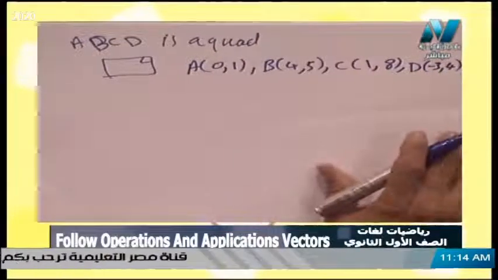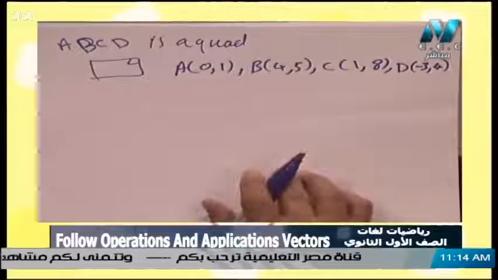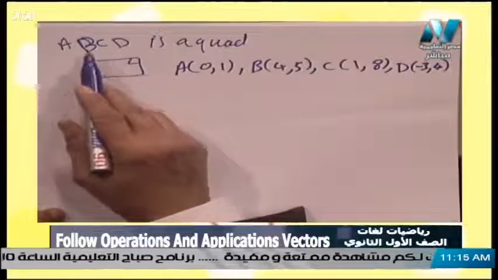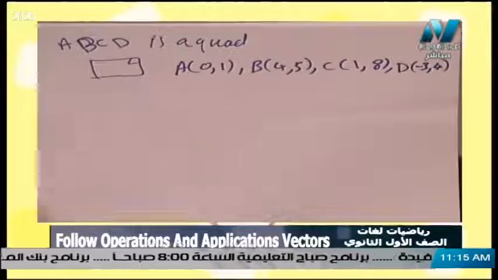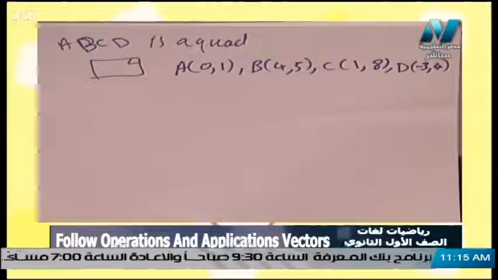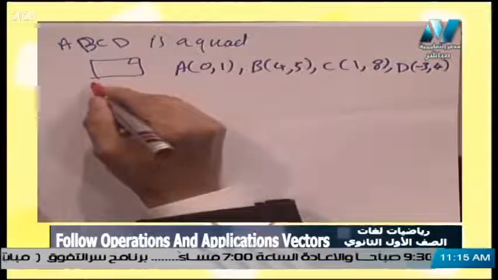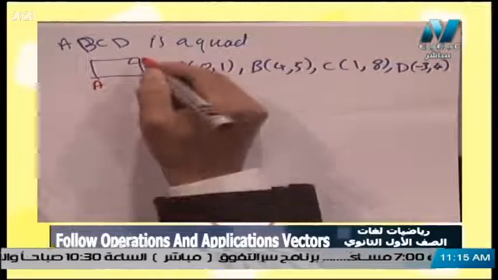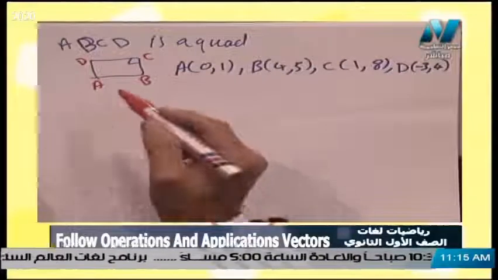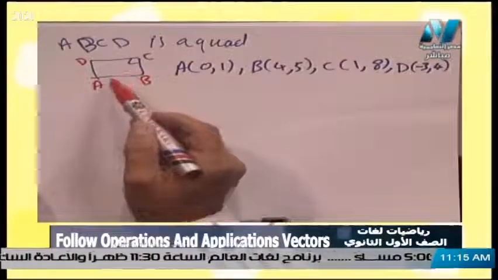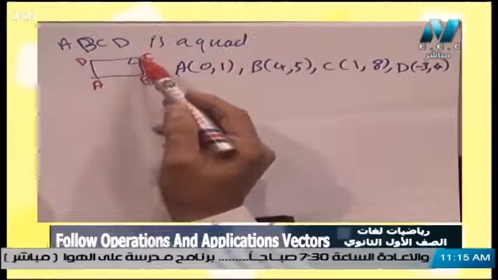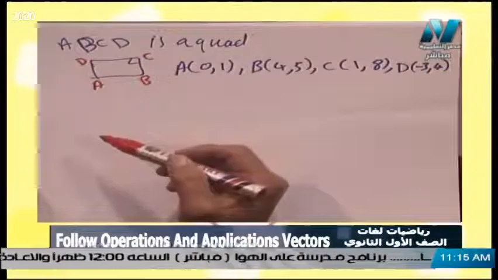Here are the points. To prove that the quad ABCD is a rectangle, we must first prove that this quad is a parallelogram. To prove that, first we have to prove that the vector AB equals DC, or the vector DA equals the vector CB.